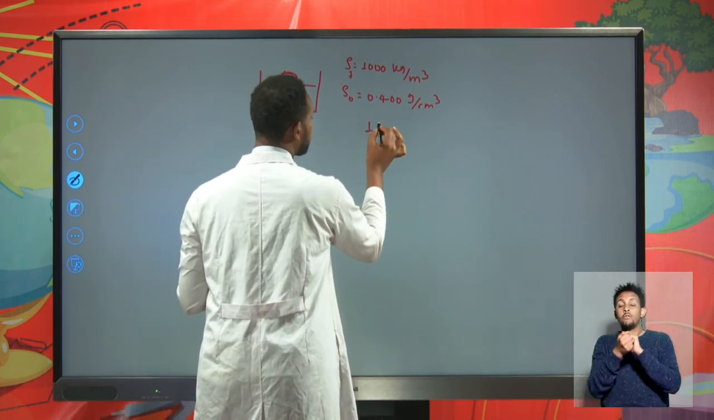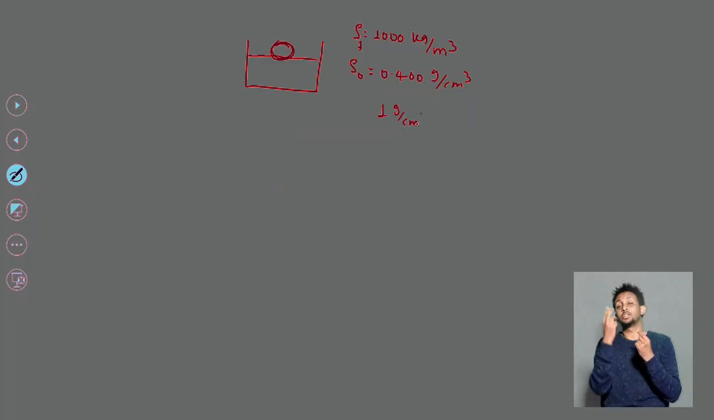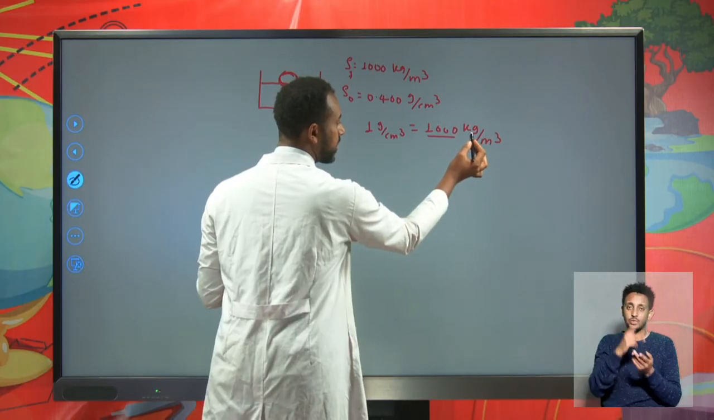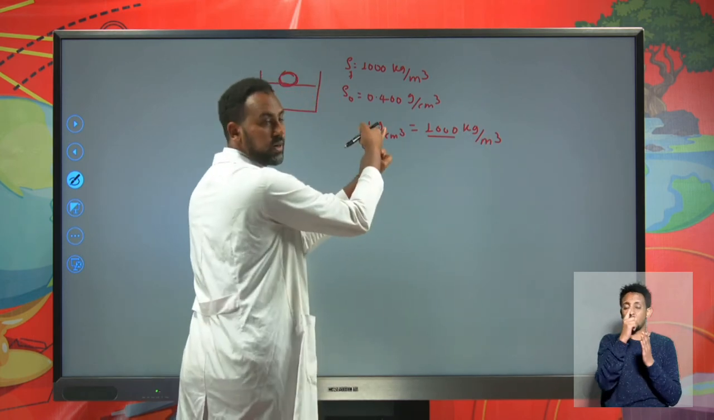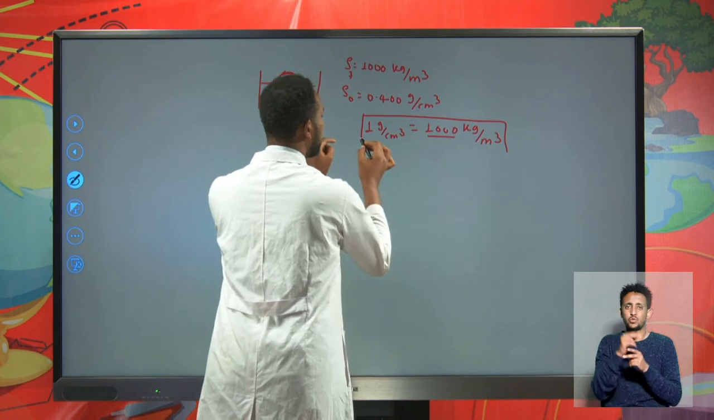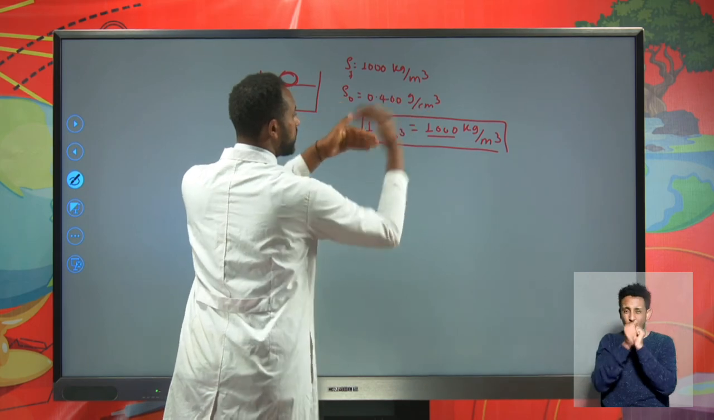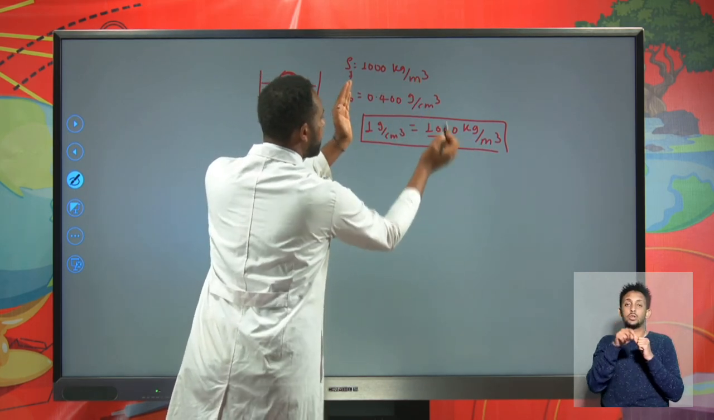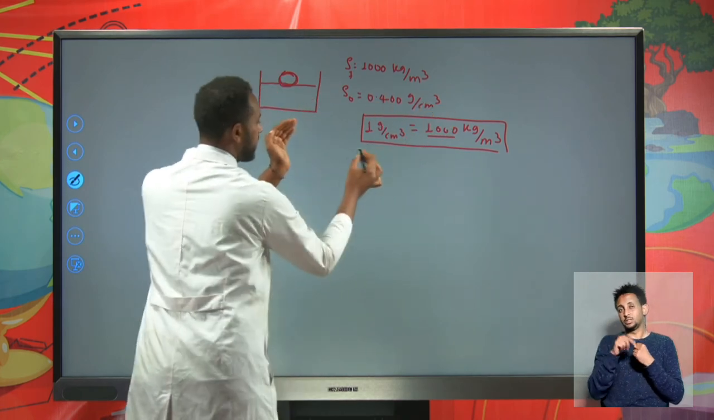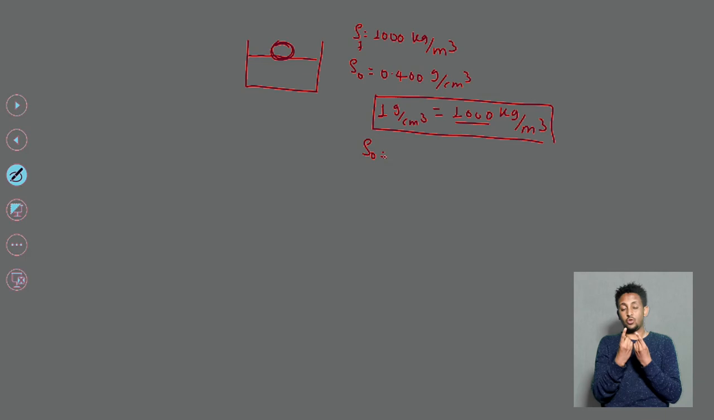To convert that, 1 gram per centimeter cube is equal to 1,000 kilogram per meter cube. Don't forget this expression. I know that 1 kilogram is 1,000 gram, but you have to be very careful in using gram per centimeter cube and kilogram per meter cube. To convert it into the standard kilogram per meter cube, multiply by 1,000, so the density of the tennis ball gives us 400 kilogram per meter cube.